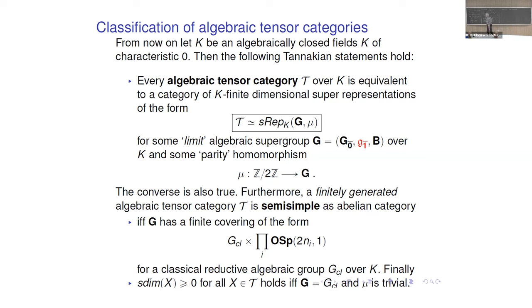The question is, when is it semi-simple? Well, hard to say, but it is semi-simple if and only if, let's assume it's finitely generated to more easily grasp the concept, but it's only a simplifying assumption.